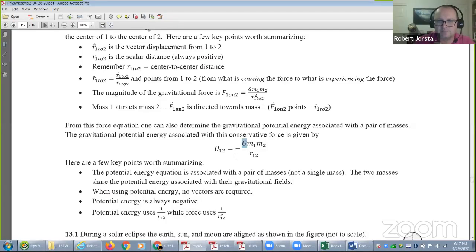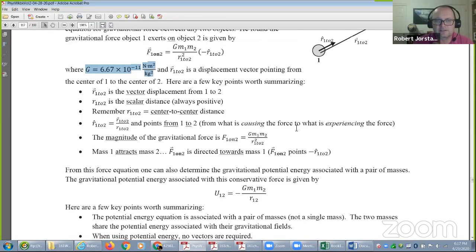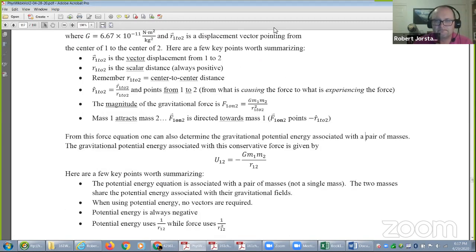So this is not little g. G is a number. I think I wrote it up here right there. Okay, so that's the units. All right, any questions about that? I'll assume it's good.